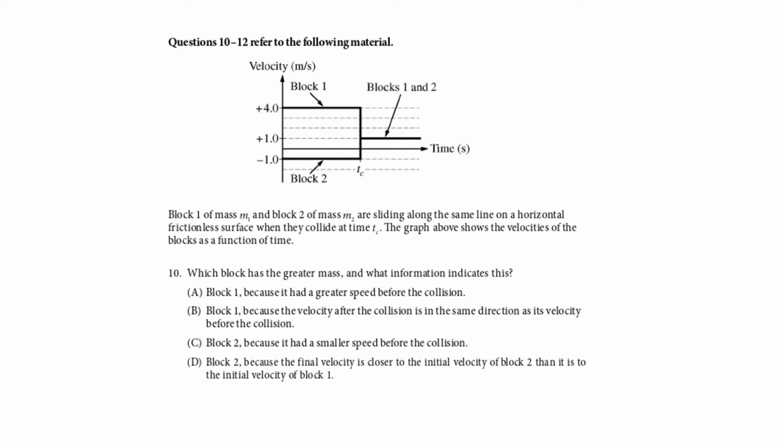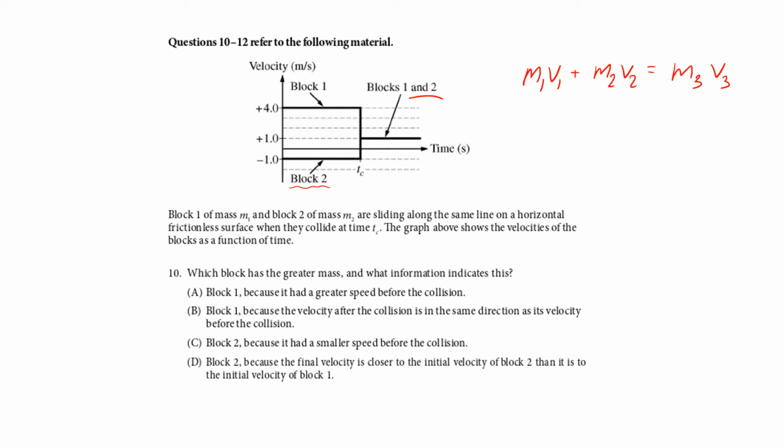Well, block 2 is going to be bigger. All right. How do I know this? Because what's going to happen for this? We're going to have M1V1 plus M2V2 equal to M, I'll call it 3, you know, 1 and 2 together, M3V3, right?